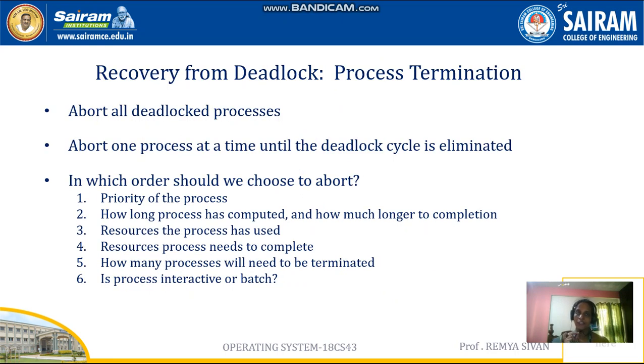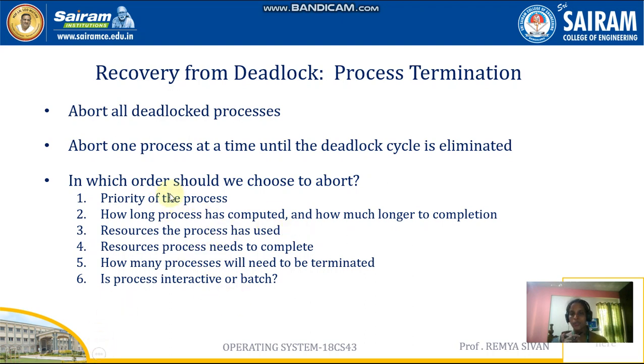Next one is recovery from deadlock, process termination. So how to recover once it is detected? How to recover from deadlock? One method is to abort all deadlocked processes. You can abort one process at a time until the deadlock cycle is eliminated. So in which order do we choose to abort?